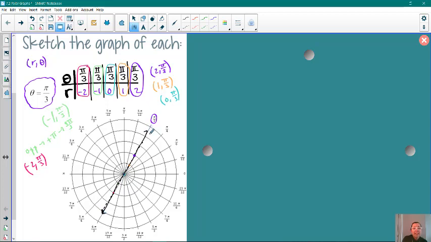Pi over 3 being the slope, which is square root of 3. Well, if you will remember, when we converted this into its rectangular form, it was y equals square root of 3 times x. So not surprisingly, when you put it all together, this graph turns out being a line. Well, you might say, Ms. Hall, I thought we were going to do some fun and interesting graphs.